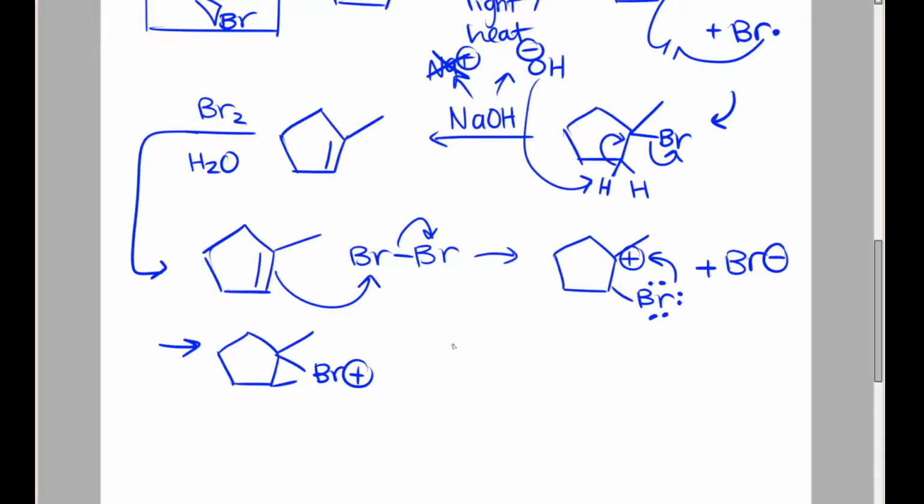And now we can bring water into the mix. Water is electronegative, or more specifically, the oxygen atom in water is electronegative, and it's going to attack either one of these carbons that is bonded to the bromonium ion. But remember that the more substituted carbon has a higher partial positive charge, so that's going to be the preferable way to attack it. So the oxygen will attack this more substituted carbon, and then as a result, this bond between carbon and bromine will break, and we're going to get something that looks like this.